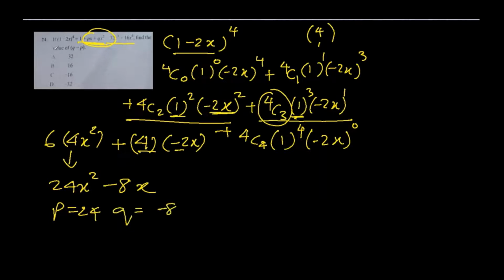And they're asking what is the value of q minus p. Minus 8 minus 24 is q minus p, which is minus 32. So again, D seems to be the right answer. This is minus 32.